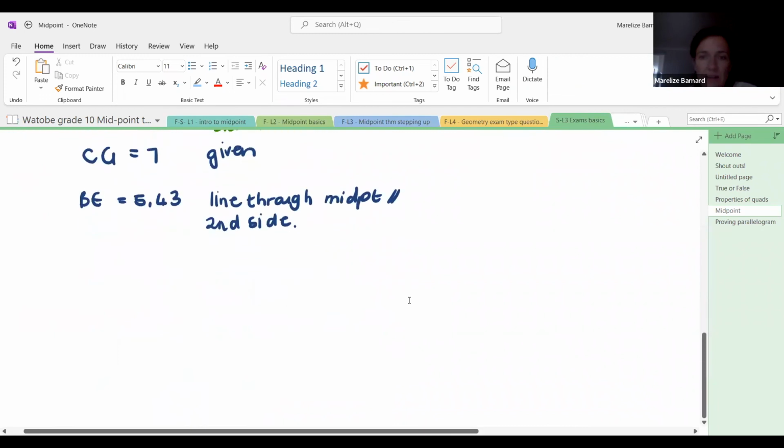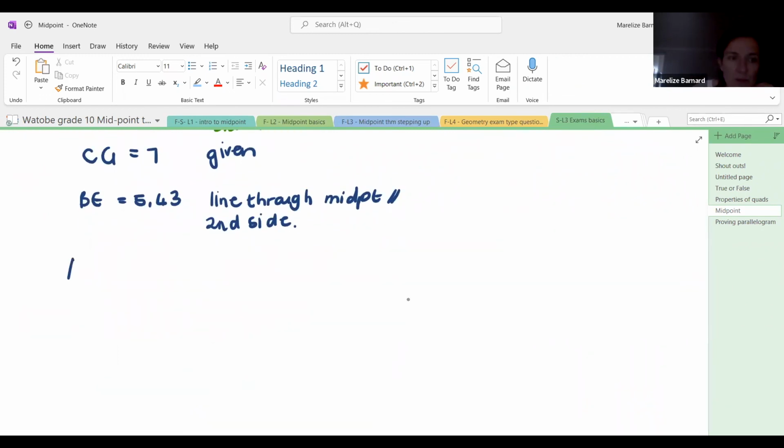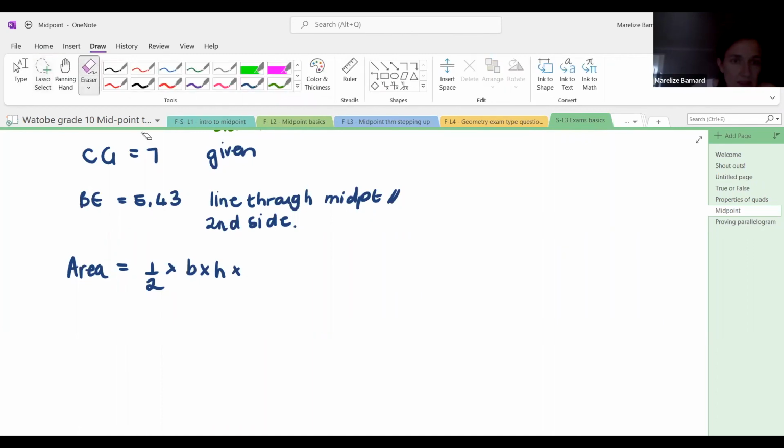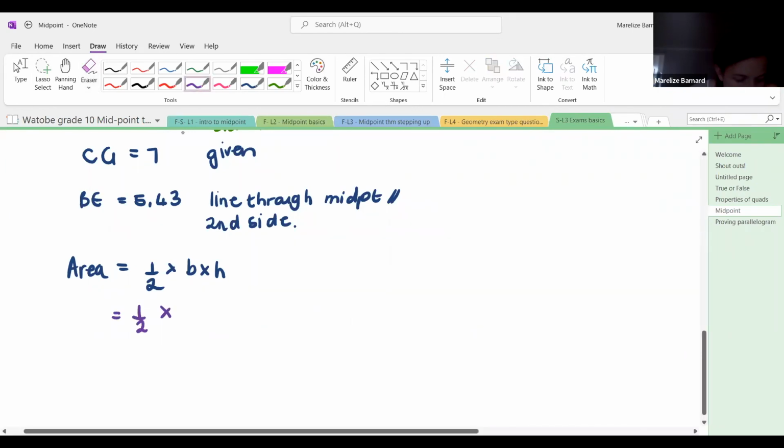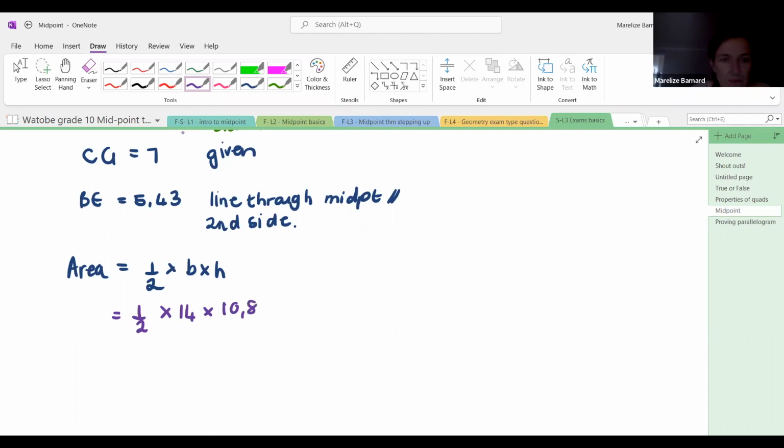Okay, good stuff. Remember to round to 2 decimal places. So it's half times base times height. And our measurements here are 14 times 5.43 times a half, which is 10.86 for... and that gives us 76.02 centimeters squared.